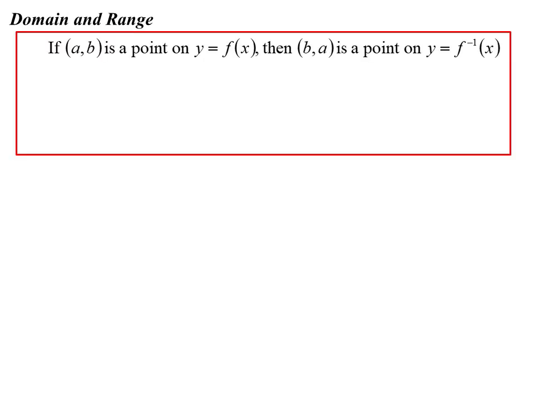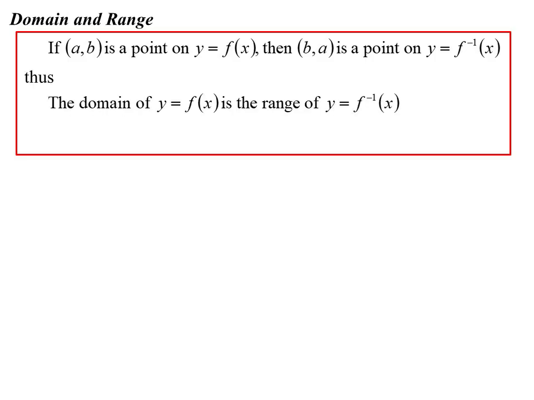Domain and range. As I said, the x and the y's basically swap over. So if (a, b) is on the original function, then (b, a) should be on the inverse function. So basically the domain of the function becomes the range of the inverse function, and the other way around as well. The range of the function becomes the domain of the inverse function.